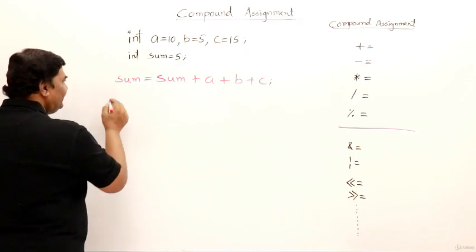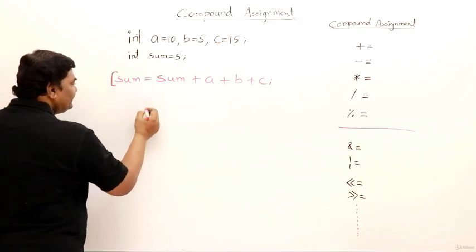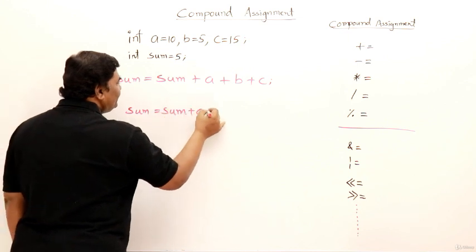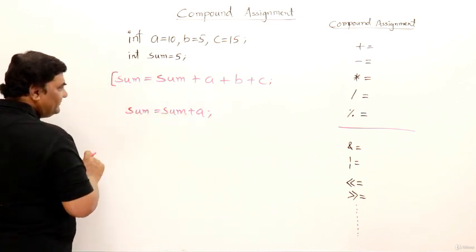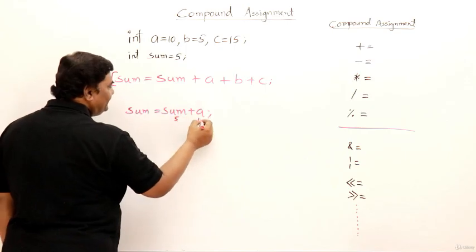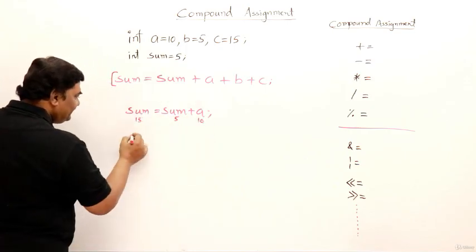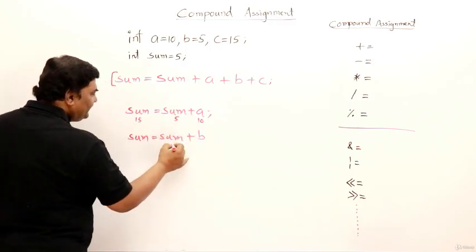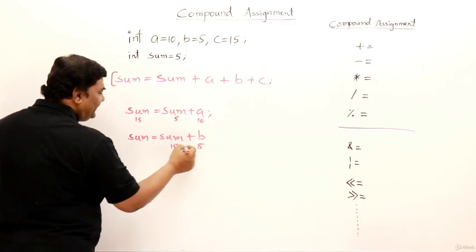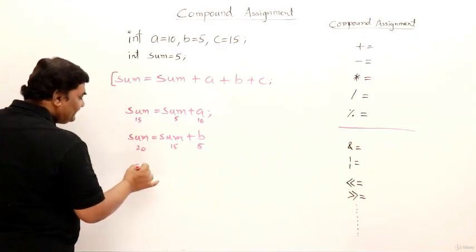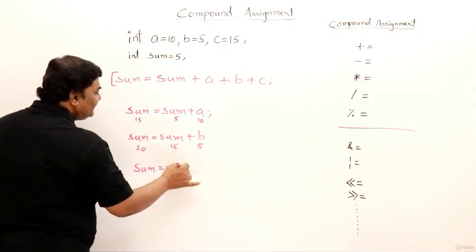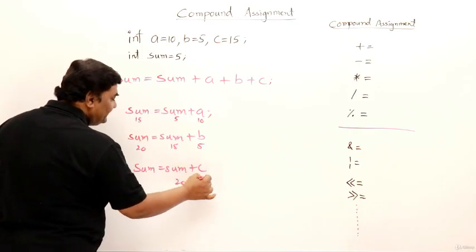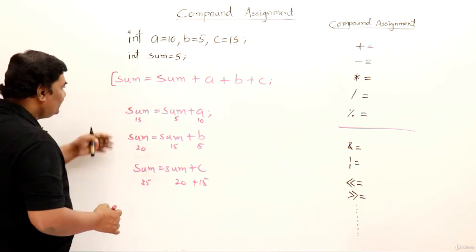First of all, let us add A. Instead of this, I am writing another method. Sum assign sum plus A. So A is added with sum and the result is stored in sum. Right now sum is 5 and A is 10, so sum becomes 15. Next statement, sum assign sum plus B. Right now sum is 15 and we add B to it, that is 5, so this becomes 20. Then again sum assign sum plus C. Sum is right now 20 and C is 15, so sum becomes 35. So this is done in steps.